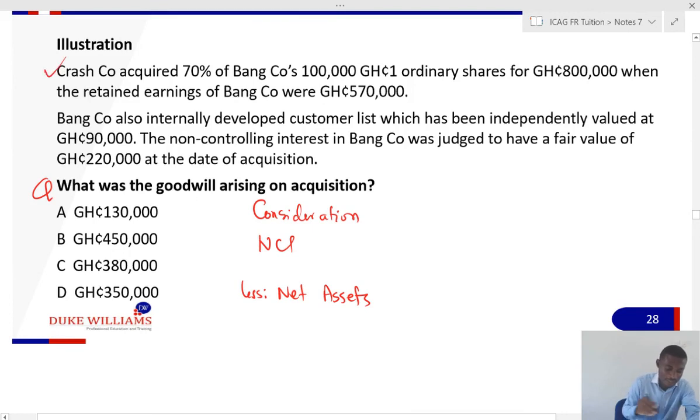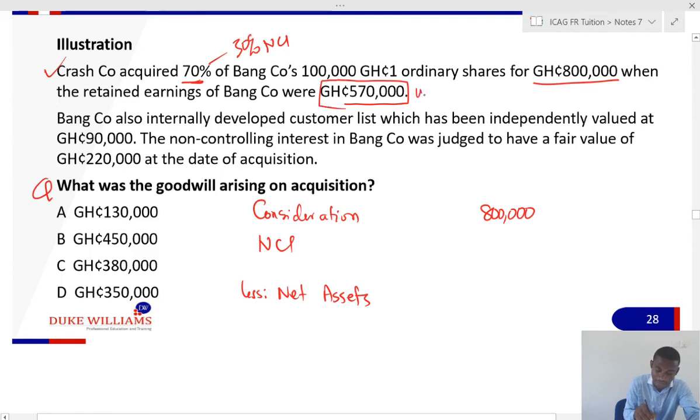Now it says that Crashco acquired 70%. It means that 30% belongs to NCI. Of Banco's 100,000 one Ghana ordinary shares for 800,000. So here the consideration is 800. When the retained earnings of Banco were, once I see this, it means that I have to use workings 2 to determine the net assets.